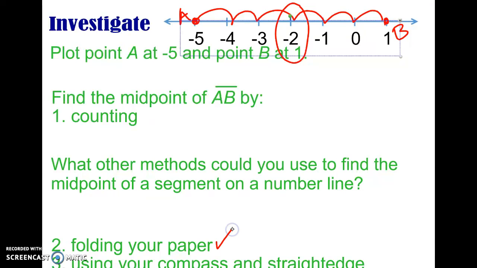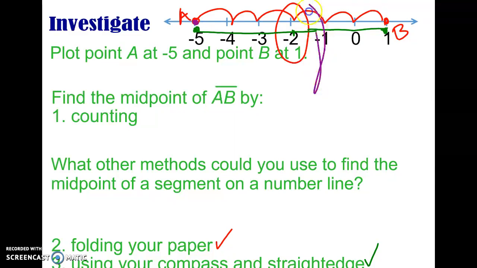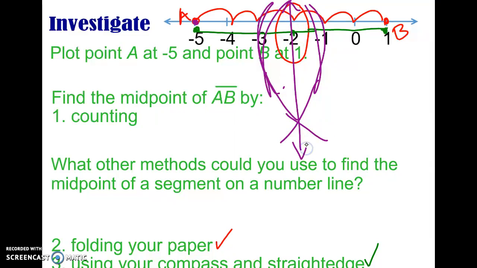You could also fold your paper. You could take a piece of patty paper and put a dot here and a dot here and trace that segment. And then fold your patty paper in half. And then it would show you where your midpoint is. Or you could use your compass. I would put one compass point here and stretch my compass and make an arc. And then do it on this side and make an arc. And then where these arcs cross, that would be my midpoint. Okay, so there's 3 different ways that you could do it.